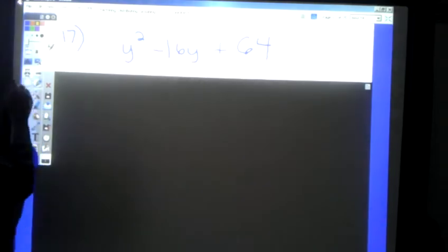Now, the difference between this one and the other one is the first coefficient is 1 for number 17. The first coefficient is 1 for number 16. The first coefficient is 1 for number 15. Okay, so you could just find two numbers that multiply to equal this and add to equal this. But for this problem, the first coefficient is 5. That's when we have to factor by using arc it, stick it.